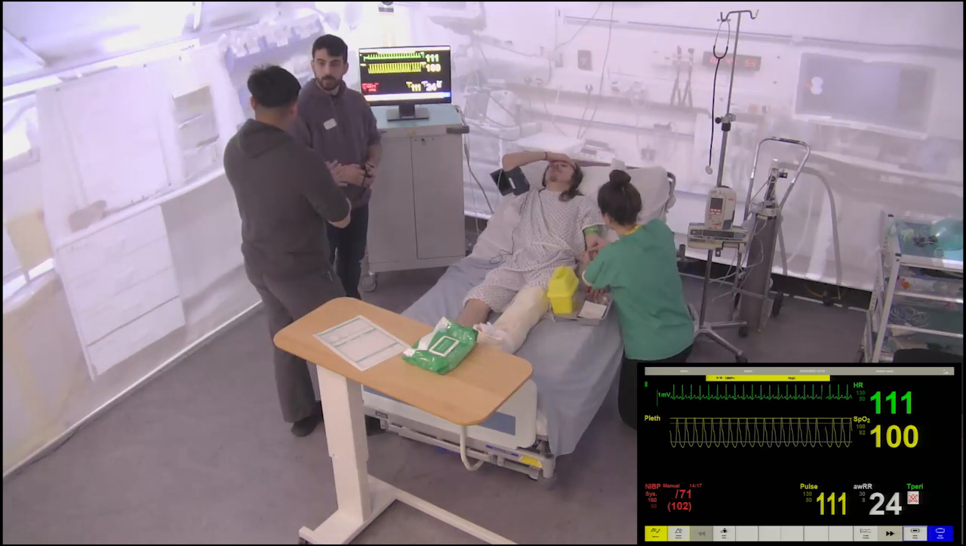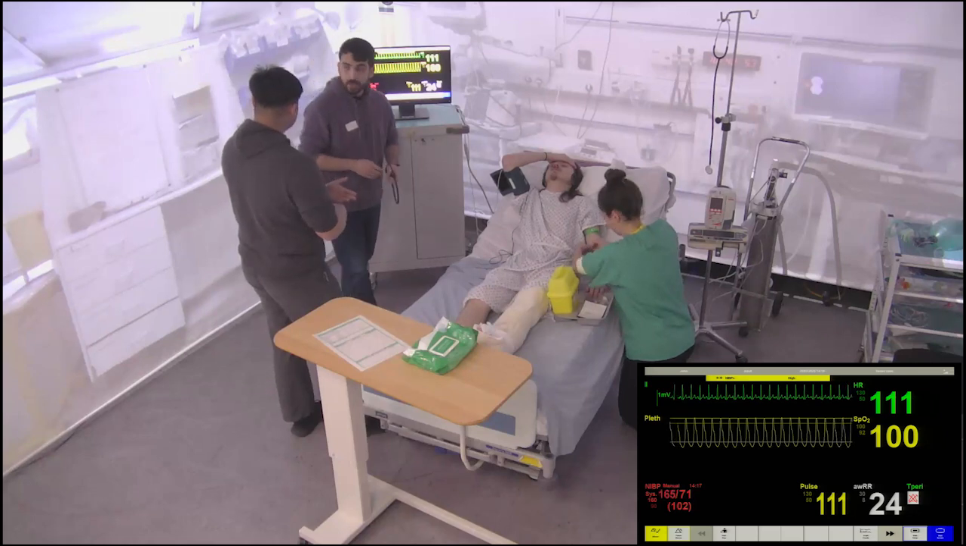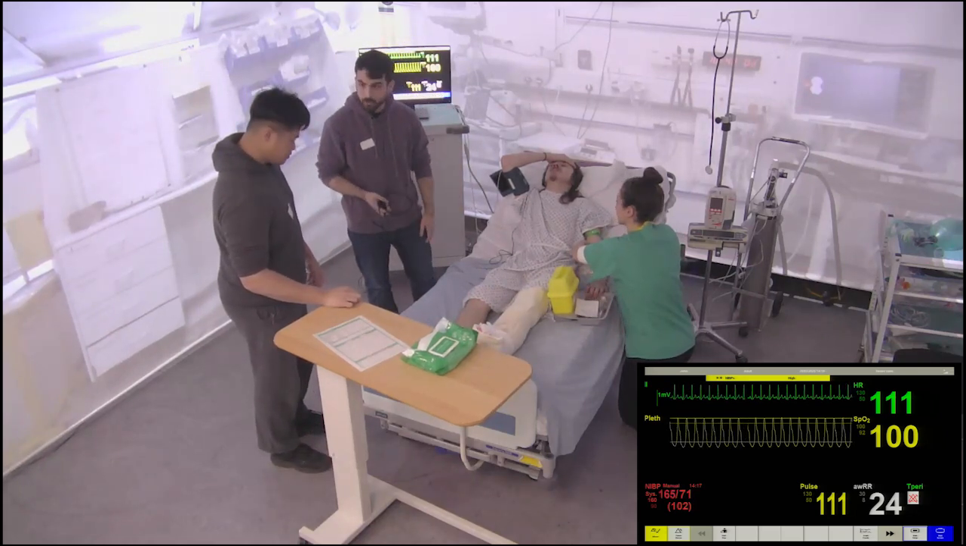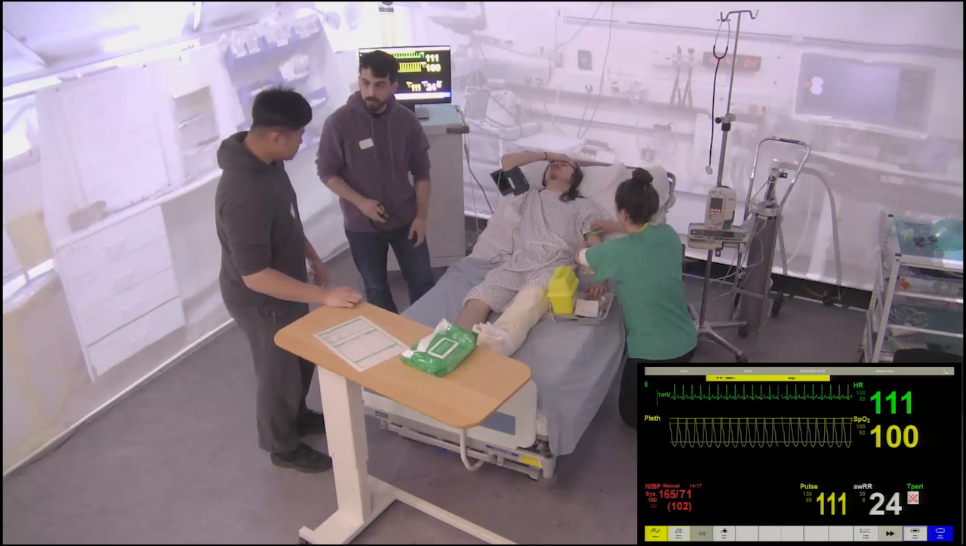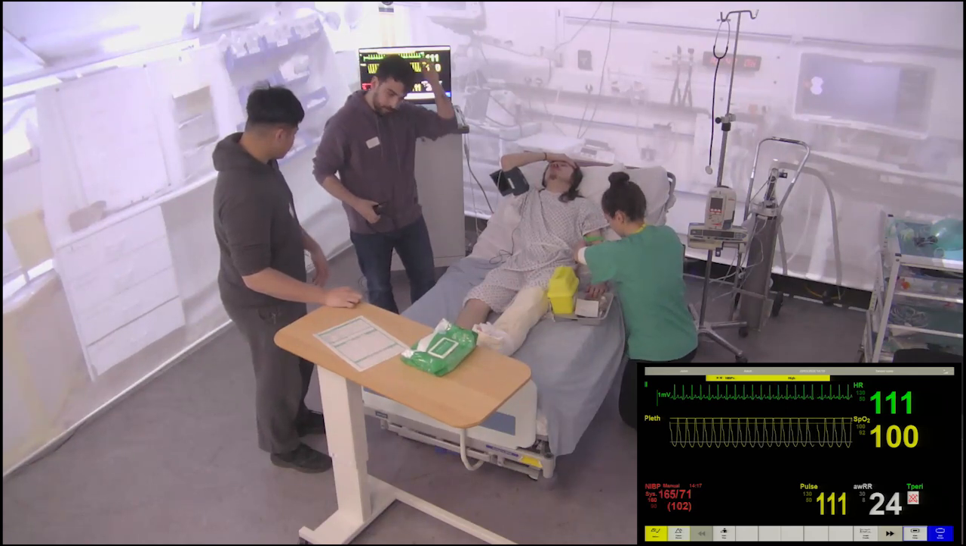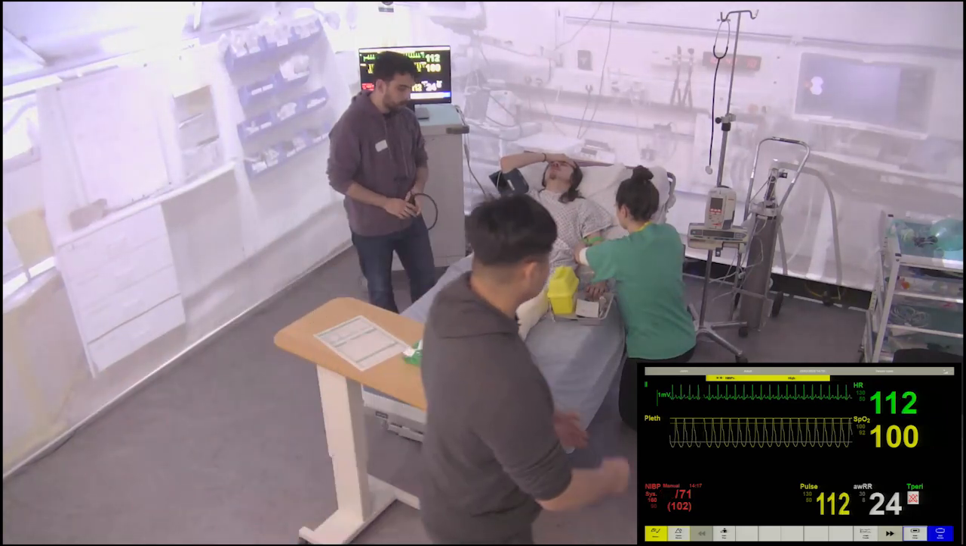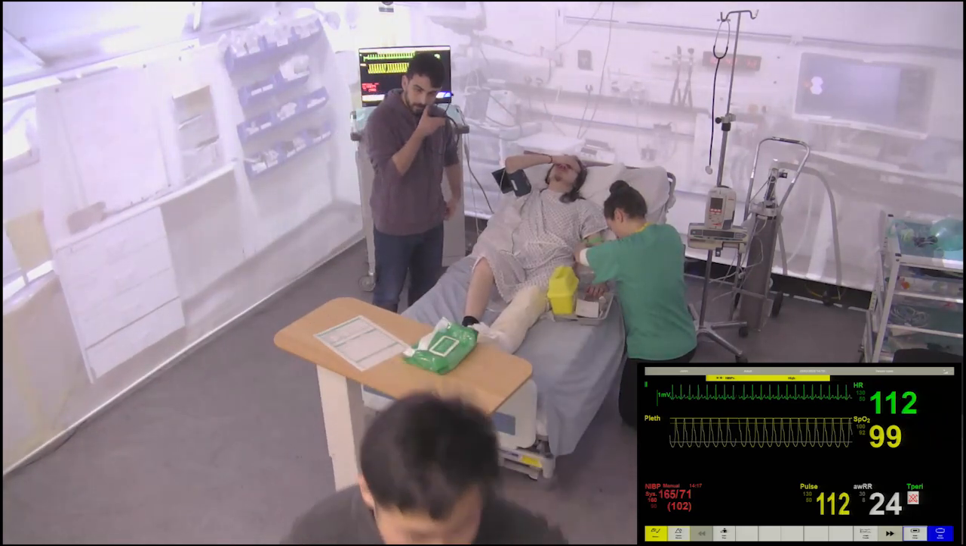What do you think about potentially opening the cast, having a feel for the pulses? Yeah. So I think if we're suspecting there's something going on with the operated leg, we just need to have a look at it. Yeah. Just be thinking of the compartment. Okay, so just wear the gloves. Okay.